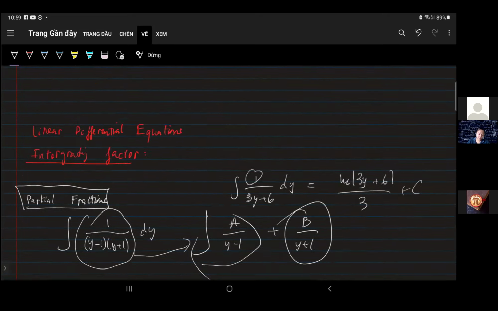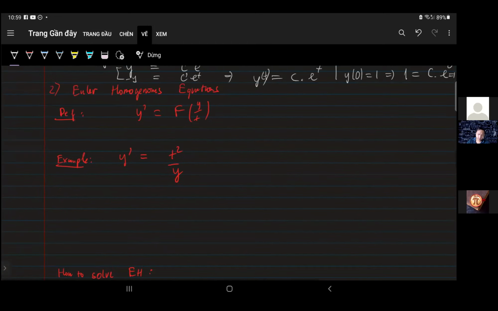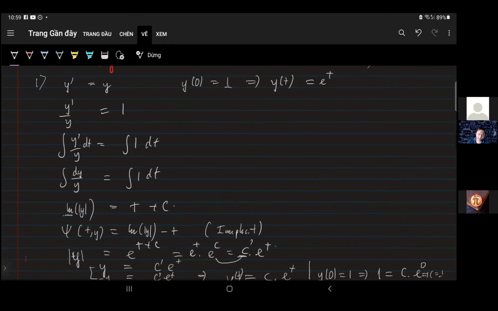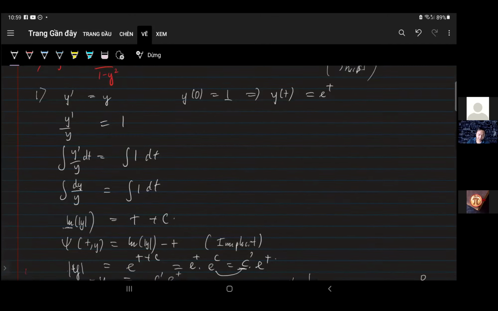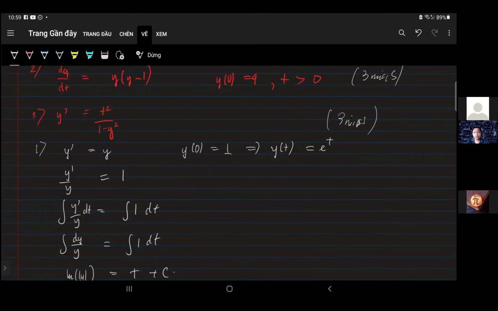Now go back to your practice problems. Do the second one and the third one. You have 3 minutes for the second one and 3 minutes for the third one. After 3 minutes, I'll fix the second one, and then you have 2 minutes for the third one. And then we fix the third.